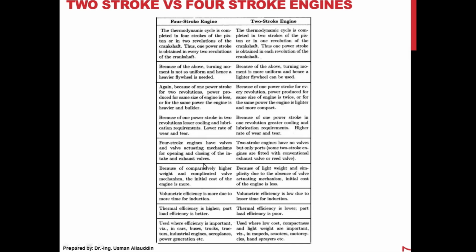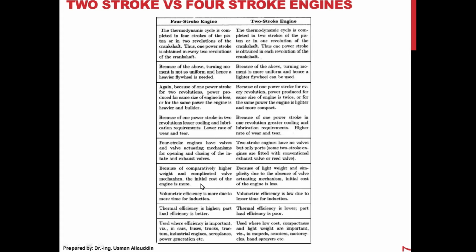This is the main physical difference. You will find the intake and exhaust valve, the camshaft, the tappets, the spring mechanism, and the rocker arm. But two-stroke engines have no valves, only the exhaust and intake ports. Because of the comparatively higher weight and complicated valve mechanism, the initial cost of the engine is more.